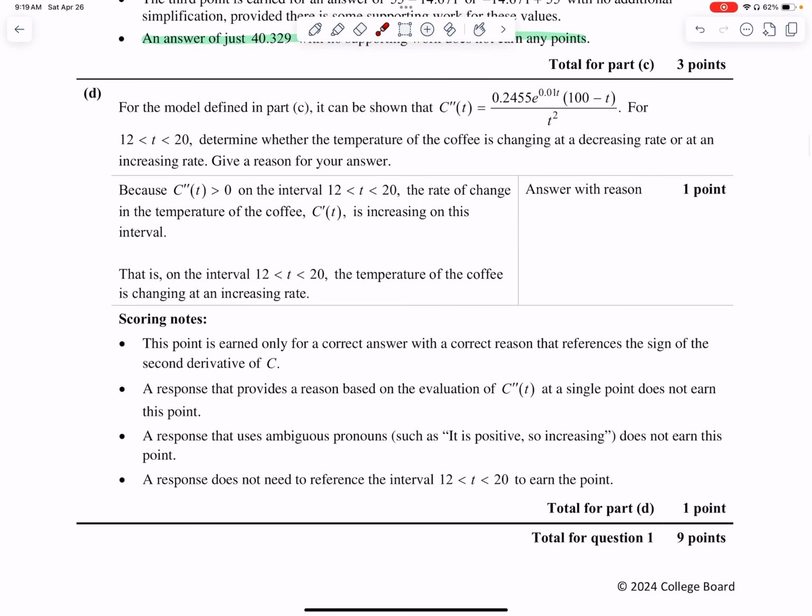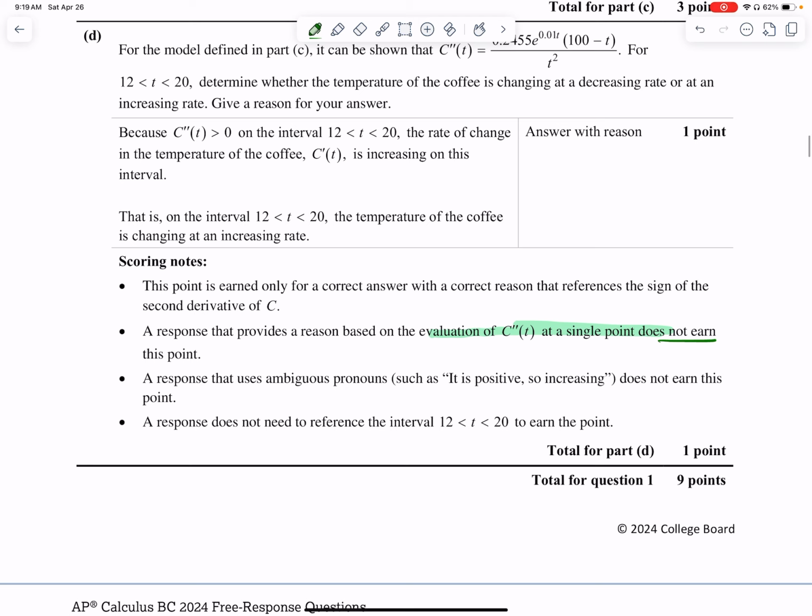And let's look at what their scoring notes include. This point is earned only for a correct answer with correct reason that references the sign of the second derivative. A response that provides a reason based on the evaluation of, I think this is important, evaluation of C double prime at a single point does not earn this point. It has to be over an interval that this whole thing is decreasing or whatever. A response that uses ambiguous pronouns such as "it is positive, so increasing" doesn't get that point. So avoid your pronoun usage here.